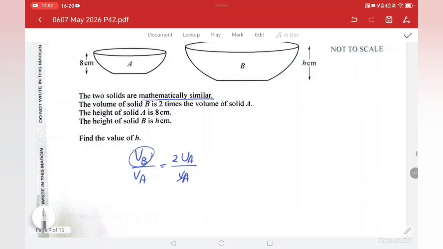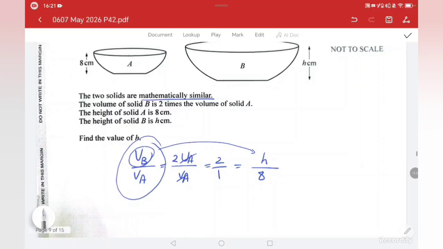So you can say in this case it's like 2 over 1. This is the volume scale factor. And they said that the height of solid A, we're talking about A, is 8. And how about the solid of B? Solid of B is this at H. And again, since we are talking here about volume scale factor, this one should be cubed. So you have to solve this one.